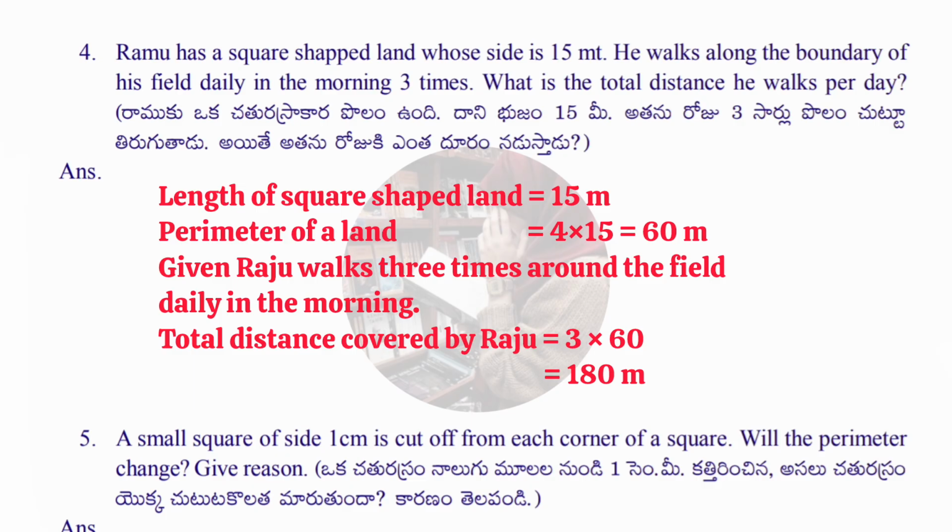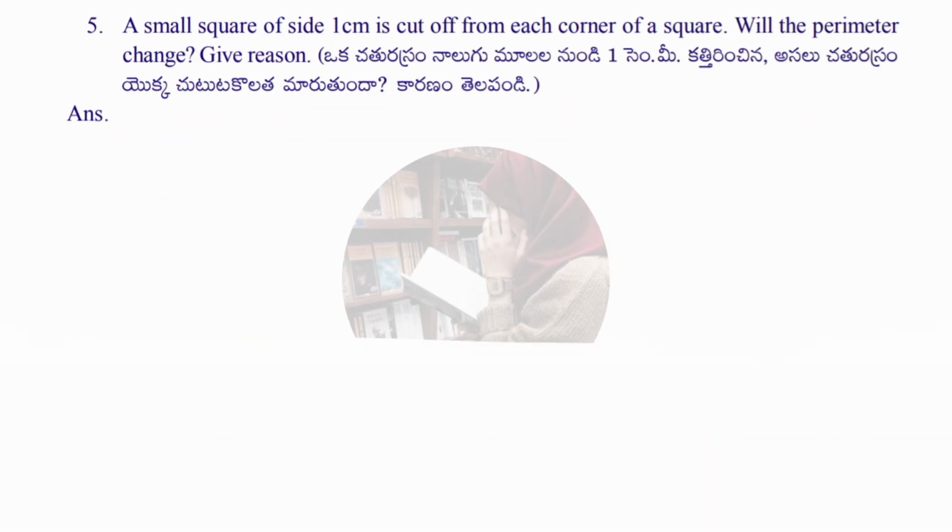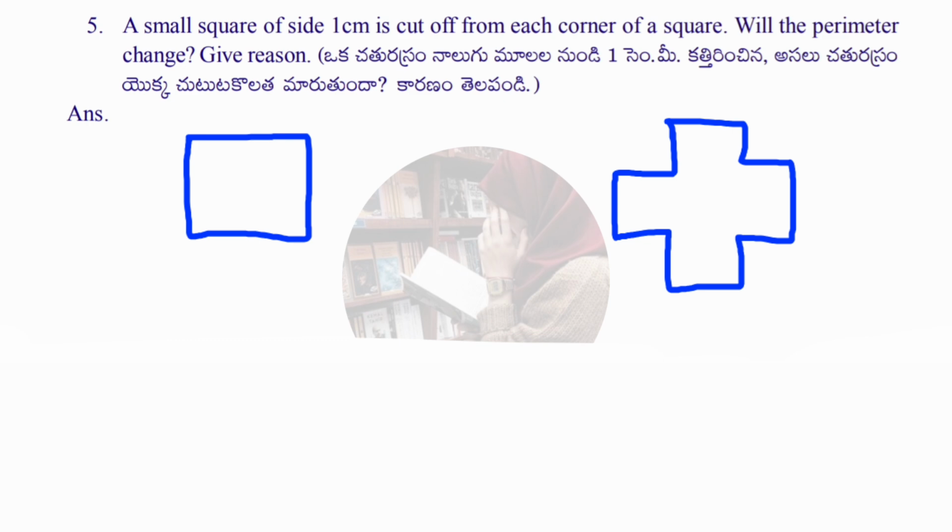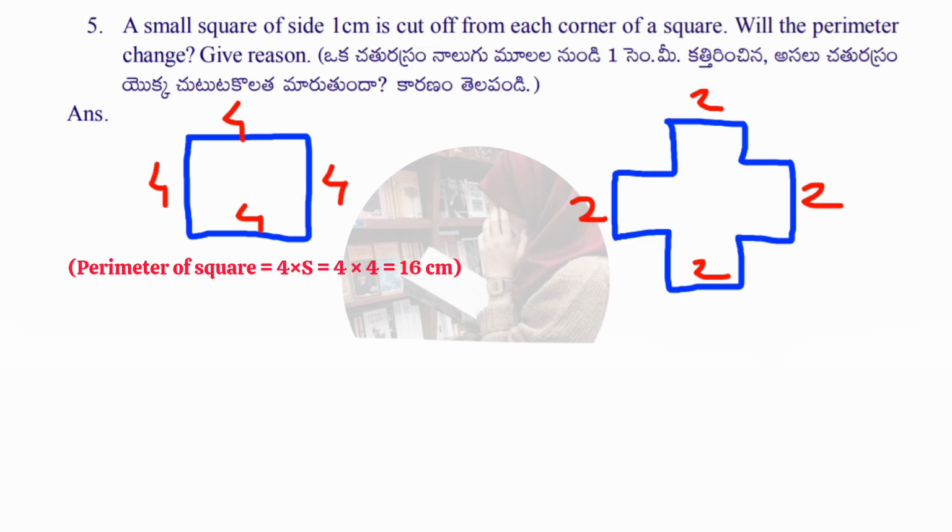A small square of side 1 centimeter is cut off from each corner of the square. Will the perimeter change? Give reason. So here I will explain by drawing the picture of a square. First I will draw the full picture of the square. For a square we have equal sides, 4 plus 4 plus 4 plus 4. We'll find the perimeter of this square. So perimeter of a square is 4 into S, 4 into 4 equals 16 centimeters. We got 16 centimeters for the exact square.